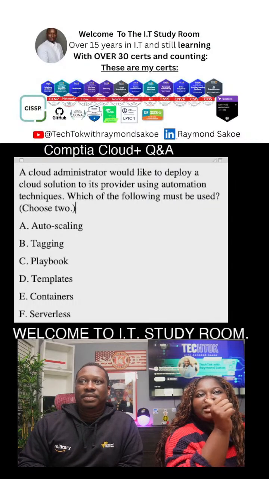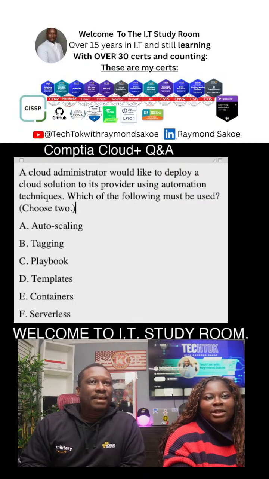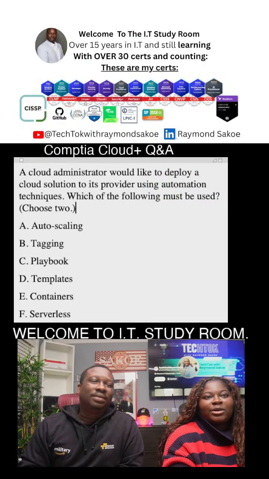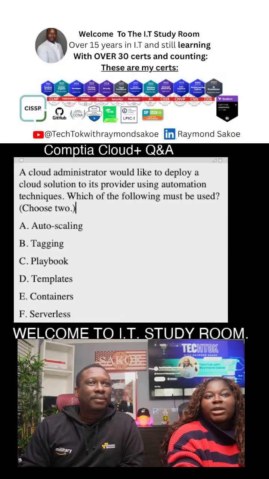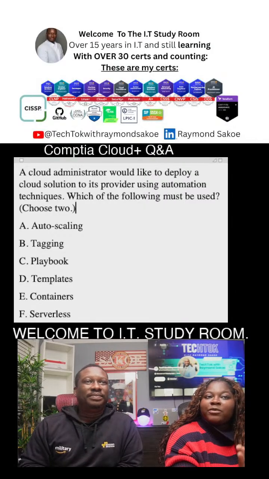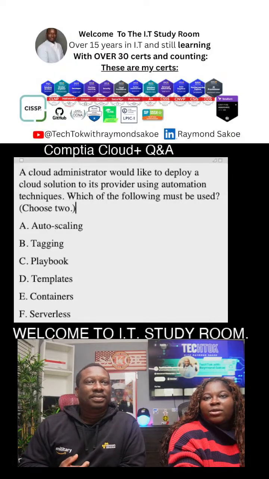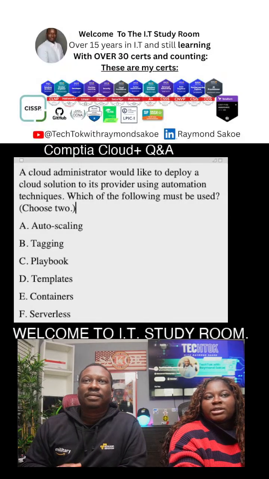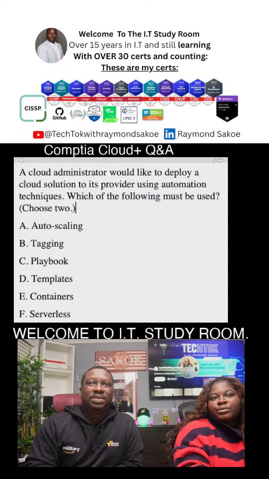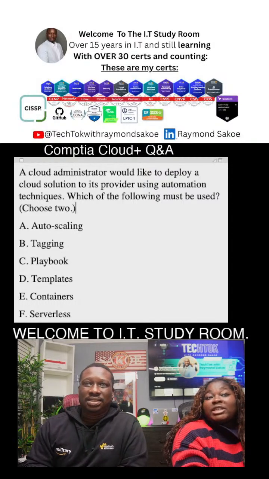So we have C and D, and then we have C and E. Most of the questions are a little vague. They said it didn't make sense, but if they were to choose, they'd choose C and D. Auto scaling is a cloud thing. So what's the answer? The answer would be C and D.